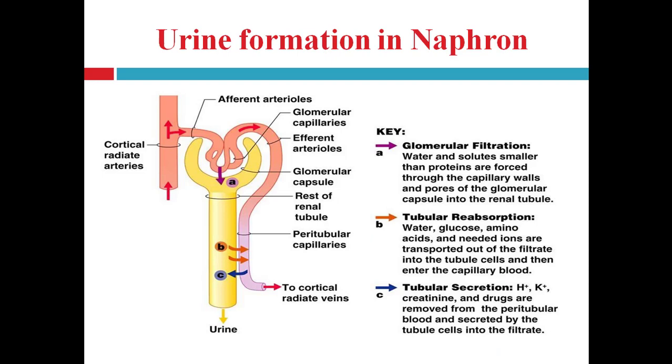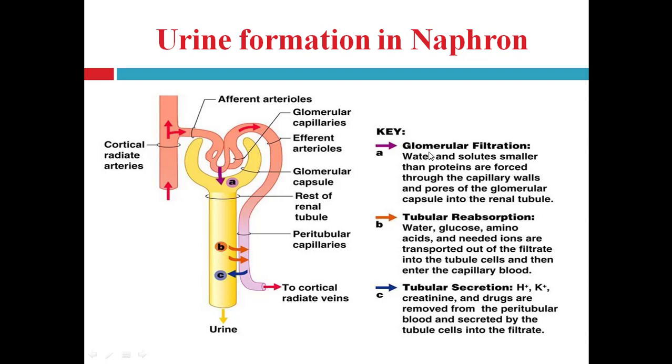Now, urine formation in the nephron, right? There are mainly three key steps of urine formation, right? This is the structure of the nephron as we see, right? This one is the afferent arteriole, and this one is the efferent arteriole, afferent and efferent, right? So this one is the glomerular capsule, and the second part is the rest of the renal tubule, right? Proximal, distal and loop of Henle.